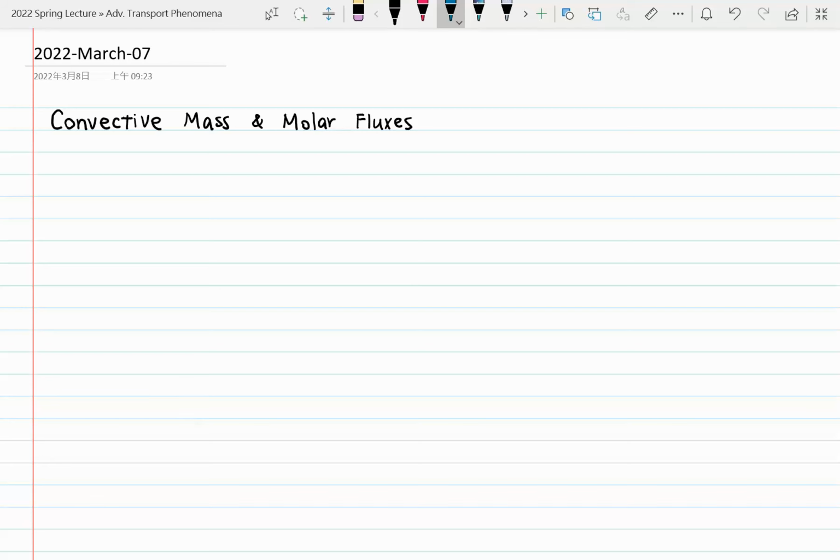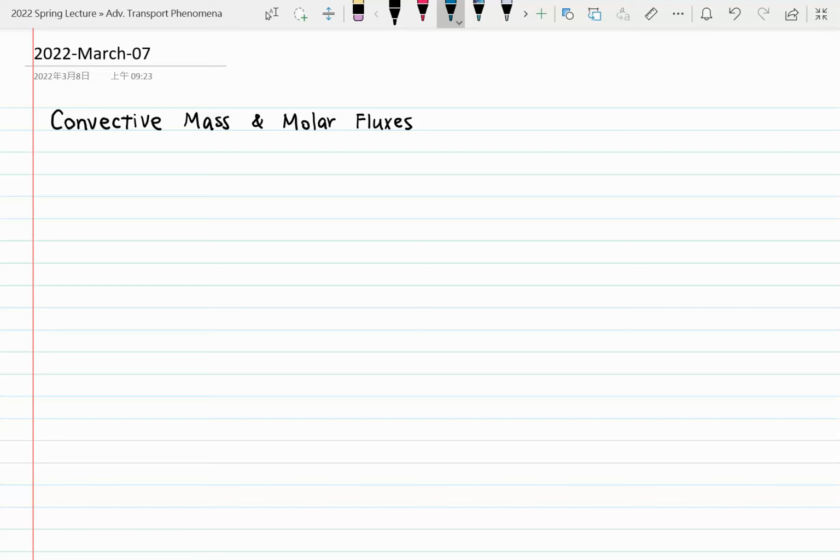Okay, so to finish our first part of the discussion, we're going to continue our lecture and finish the theory part on introducing convective mass and molar fluxes. Before we get into that, let's first look at the differences. Especially for mass transport, each individual species will contribute to the overall mass or molar fluxes. So, different from energy transport, we need to look at each individual component.